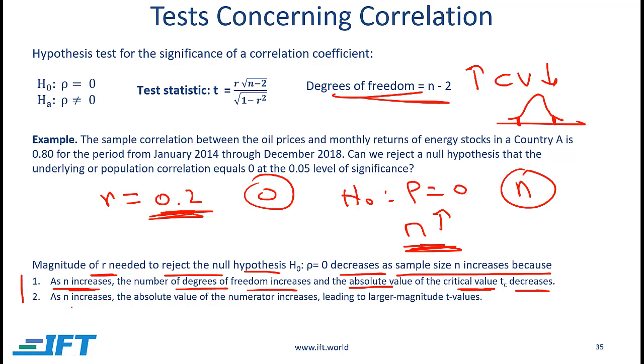The other reason is that as n increases, the absolute value of the numerator increases. So notice higher n means that the numerator is higher, which means that the t stat will be higher, which means that it will be easier to reject the null hypothesis. So you also need to remember these points.